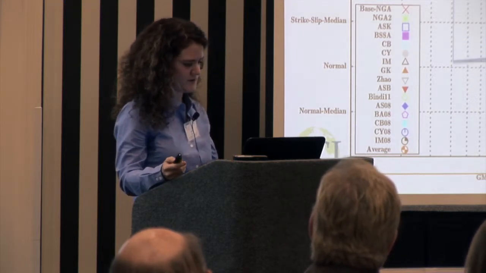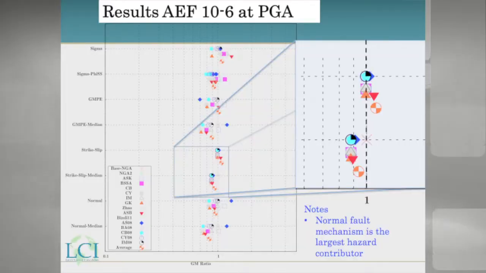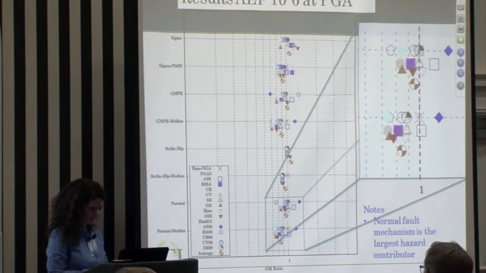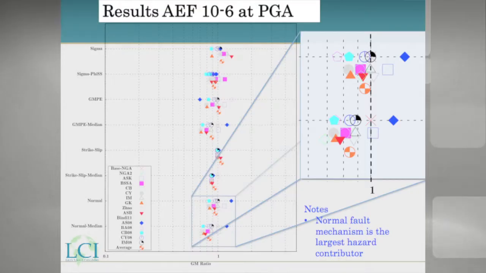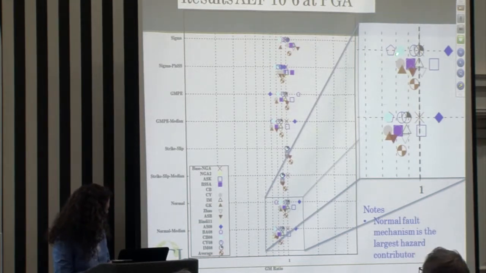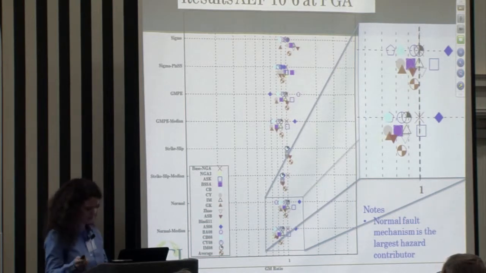Strike slip, you can see that it doesn't really contribute at 10 to the minus 6 for PGA, and that's why they're aligning on top of each other. But normal faults do contribute at 10 to the minus 6 for PGA, and so you can see now that there's more dispersion, more in the 2008 than the 2013, for both normal and when the sigma's locked down at 0.65.